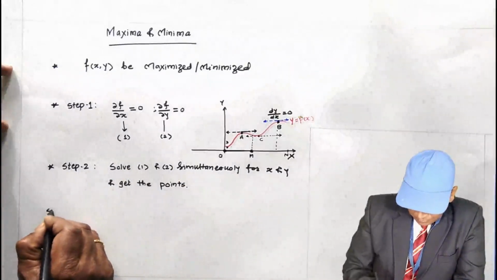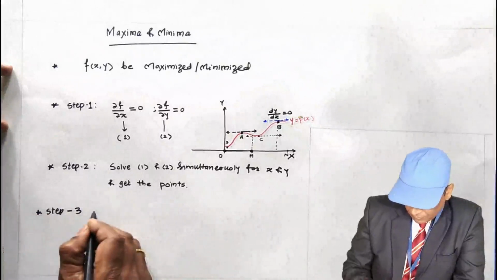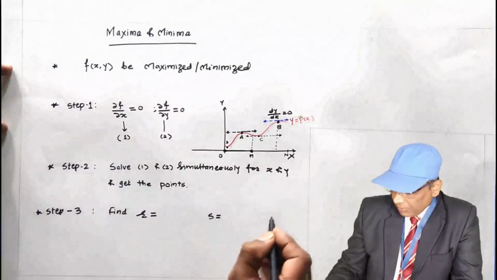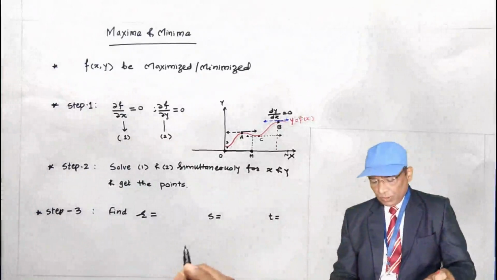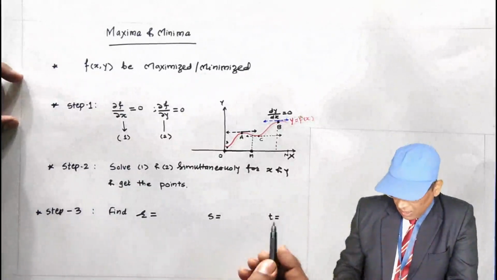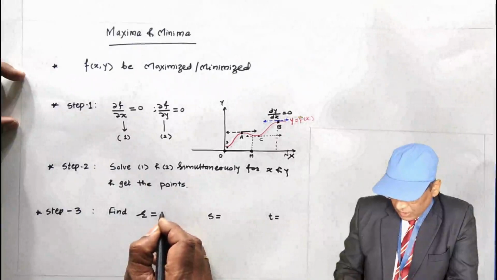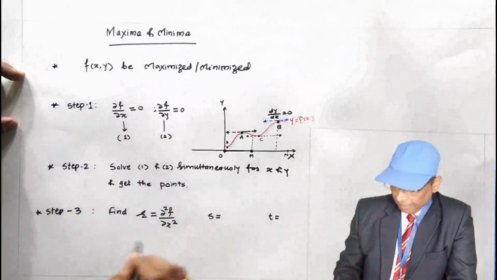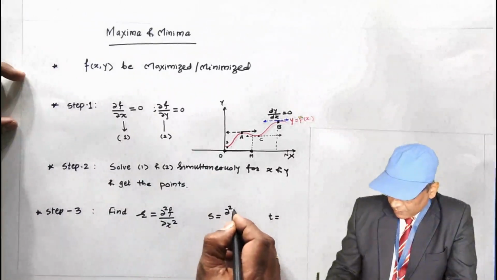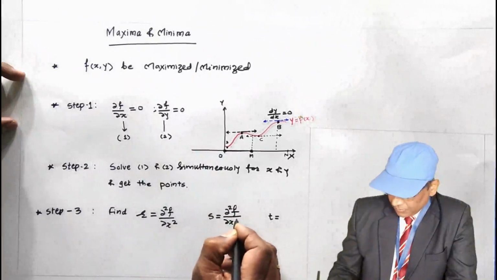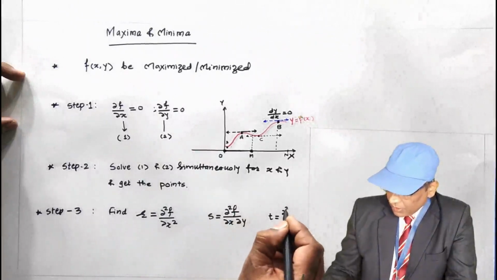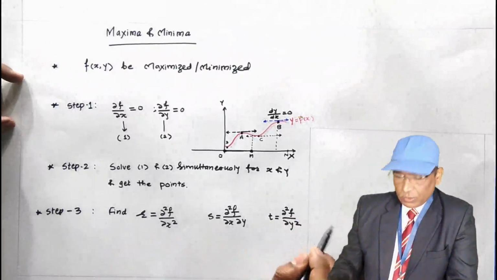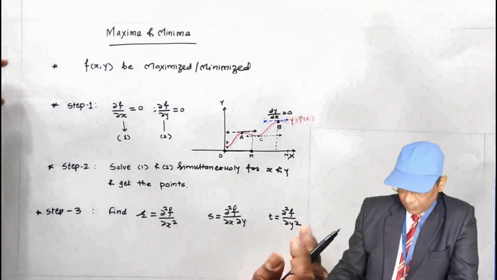Now step 3, find the value of r, find the value of s and find the value of t. So what are r, s and t? R is del 2 f by del x square, means the double derivative of f with respect to x. S is the double derivative of f with respect to x and y. T is the double derivative of f with respect to y. In this way, you will be getting those values r, s and t.